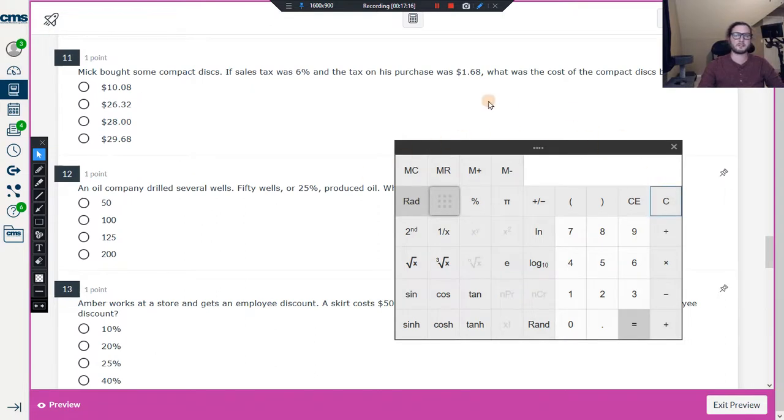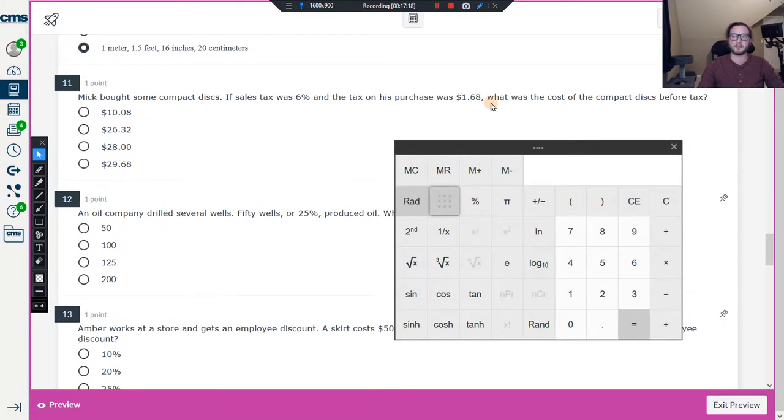Moving on to this next problem, number 11, into the percent section. Mick bought a set of compact discs, an ancient relic of my time growing up. If sales tax were 6% and the tax of his purchase was $1.68, then what is the cost of the compact discs before tax? So we'll go ahead and set up our proportion.